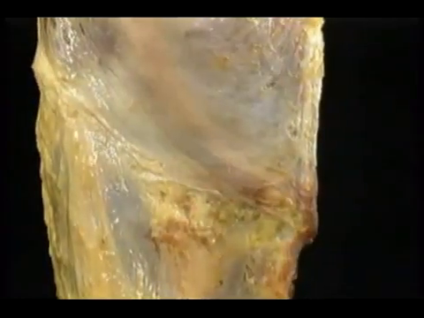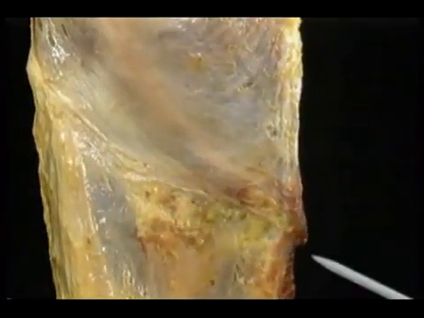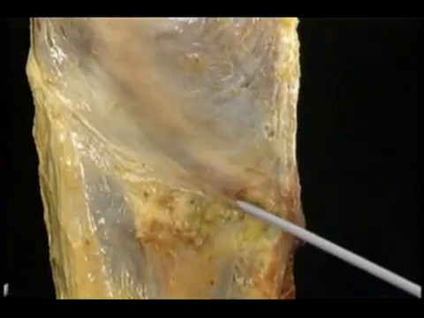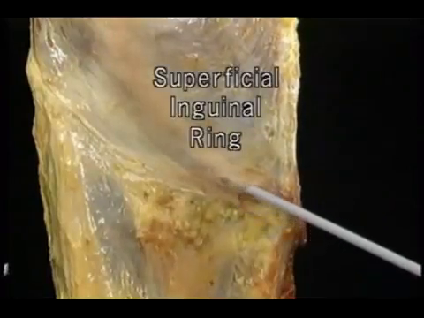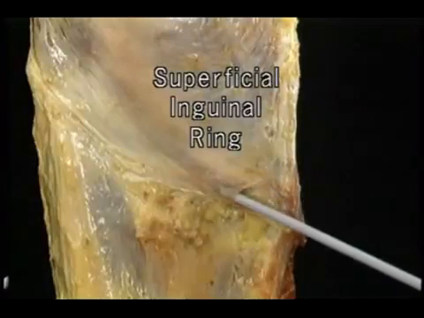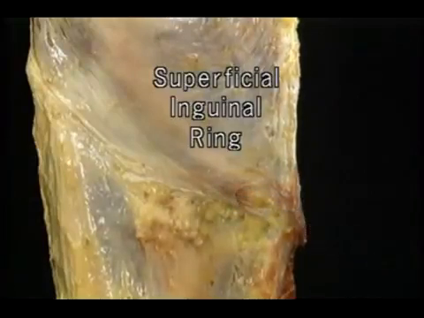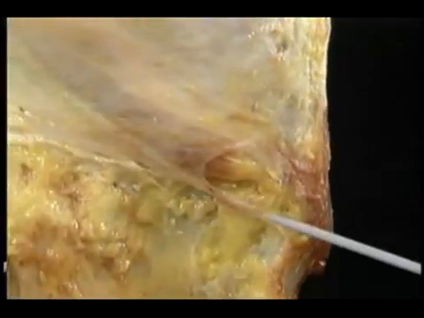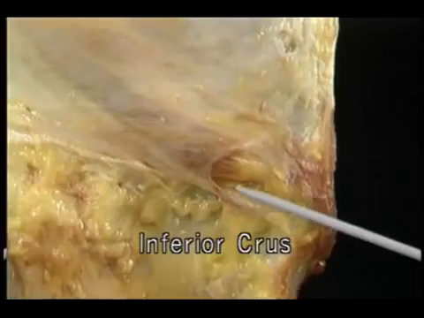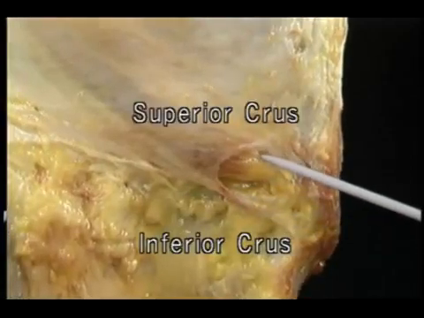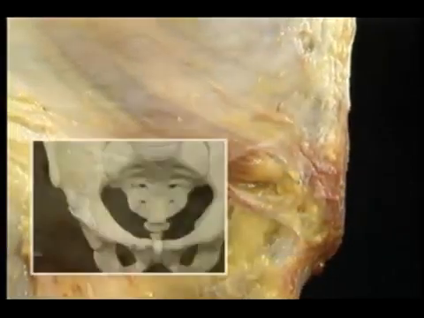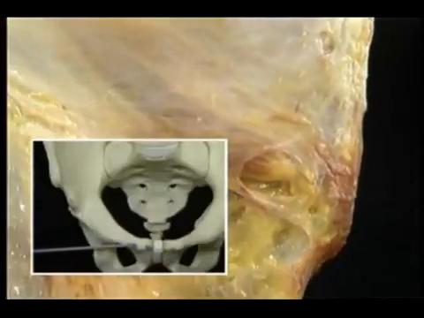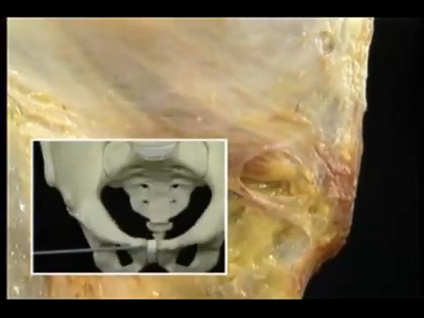Here it is. There's an opening in the external oblique aponeurosis, the superficial inguinal ring. Through this, the spermatic cord, or the round ligament, passes, as we'll see shortly. The fibers below and above the opening are called the inferior crus and the superior crus of the superficial inguinal ring. They're attached to the pubic tubercle and the pubic crest, respectively.